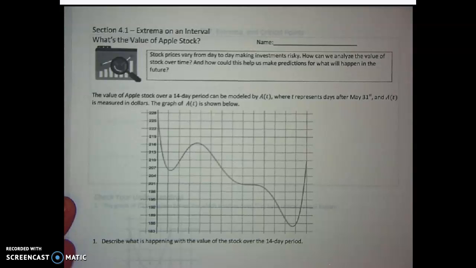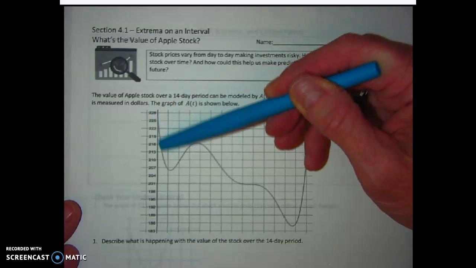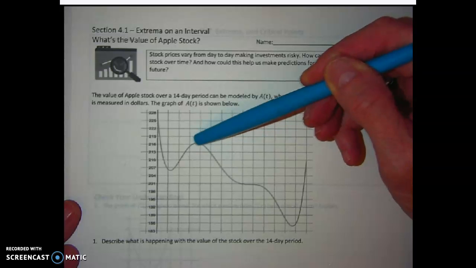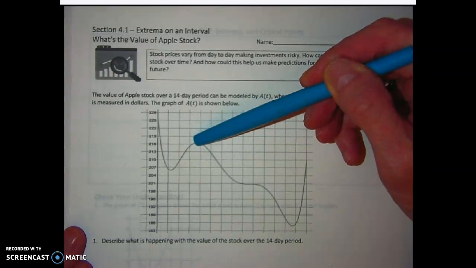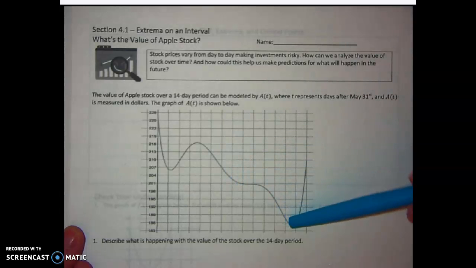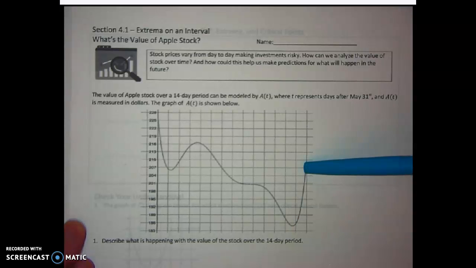Pause the video and write down or describe what is happening with the value of stock over the 14-day period. We're just looking at the graph. What is the graph doing? It's decreasing on day 1, and then it's increasing to a max right here, about 217. And then it does a decline all the way till we get to about day 13. And then there's a sharp increase again.